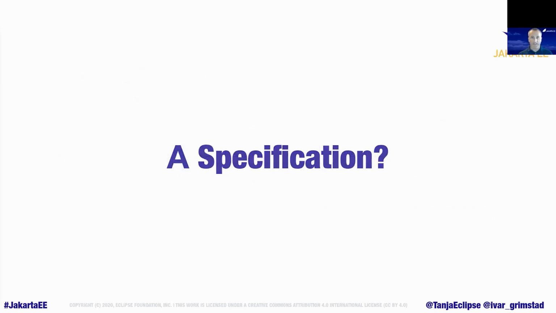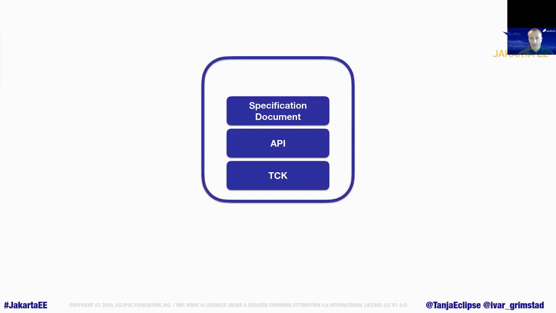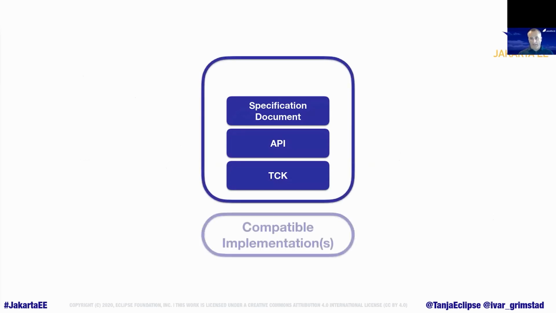So what is a specification then? A specification in our terminology is a specification document. It's an API artifact, and it's a test suite, or a TCK, a test compatibility kit. And all this together, backed by a compatible implementation that shows that the specification specified in the document is implementable, that passes the TCK, then you have a final specification.